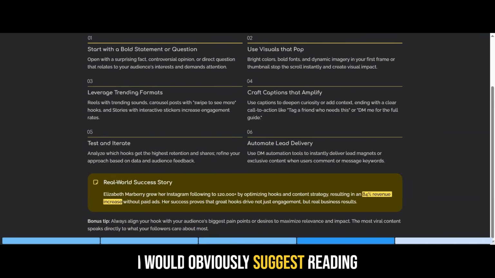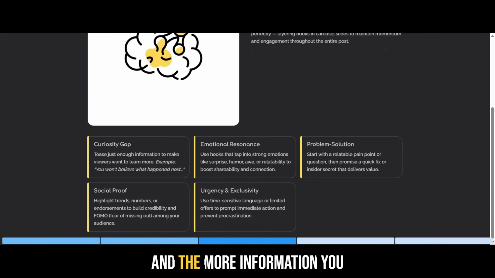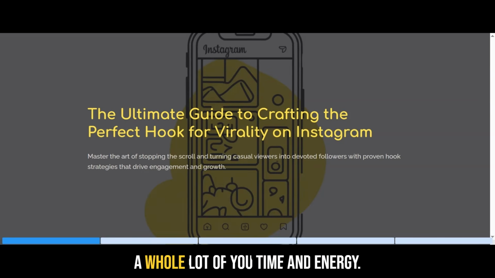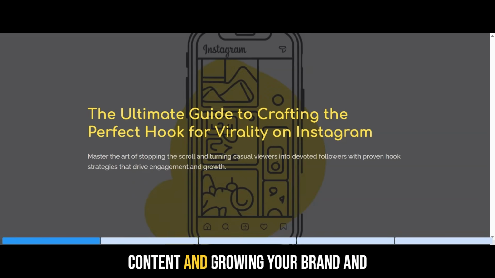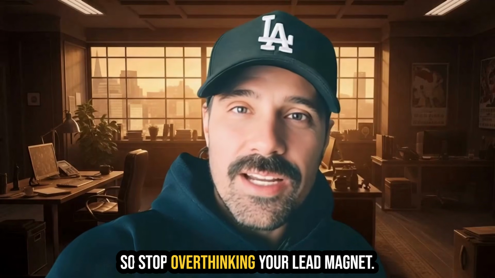I would obviously suggest reading these over and checking the outputs on any AI model, on anything you do with AI. But this here is doing a great job without too much work on your end. And the more information you can give this tool, the better your lead magnets are going to be. So you can always reference other documents that you upload, or you can use this simple prompt method, which I think is going to save a whole lot of you time and energy. You're going to be able to focus on your content and growing your brand and not spending days on your lead magnets. So stop overthinking your lead magnet.